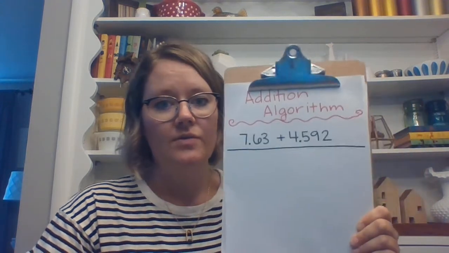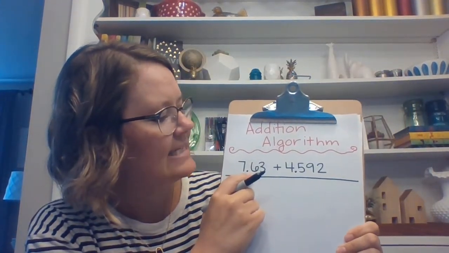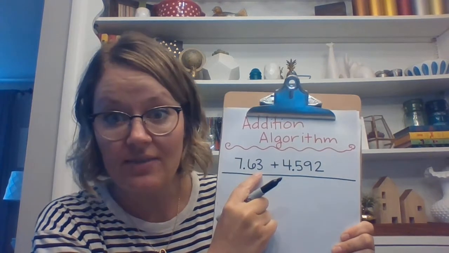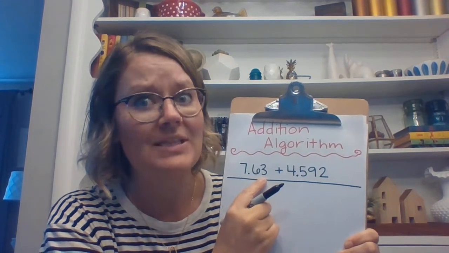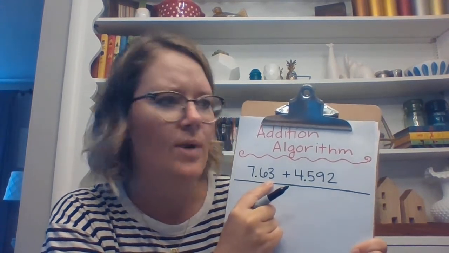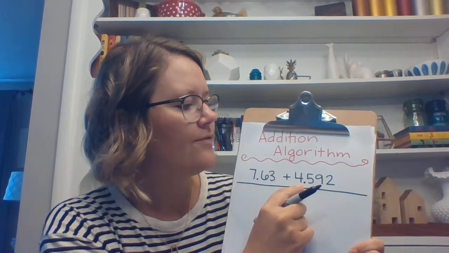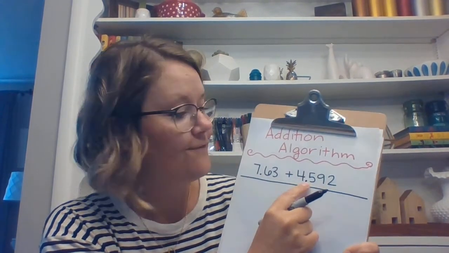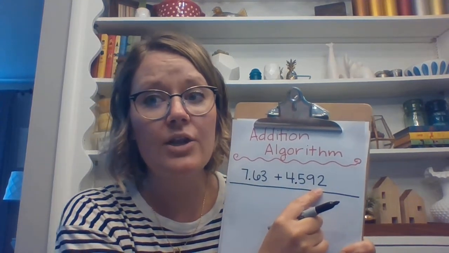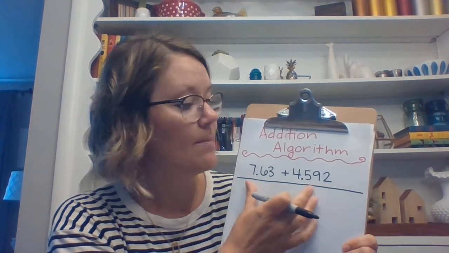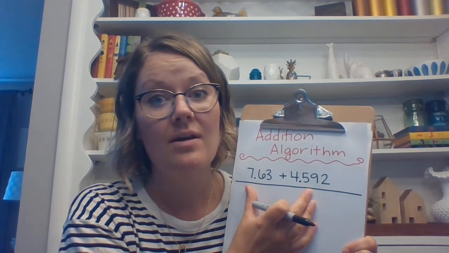for you. So in this example, I've got 7 and 63 hundredths. Don't forget to read these decimals the right way. Please, please, please. Parents, make sure your kids are reading them the right way. 7 and 63 hundredths plus 4 and 592 thousandths.